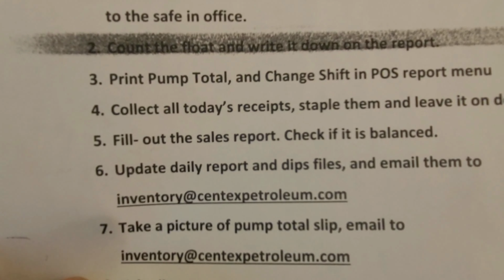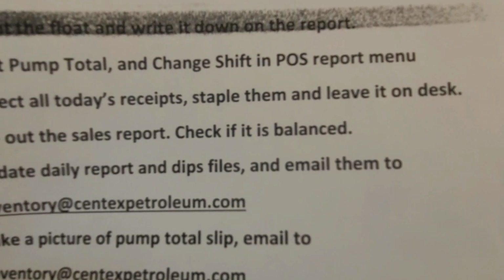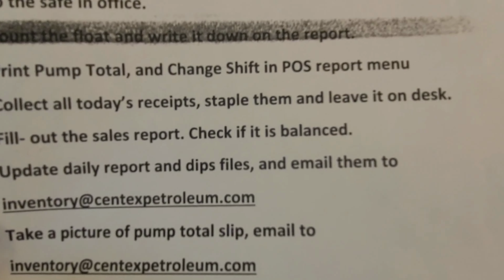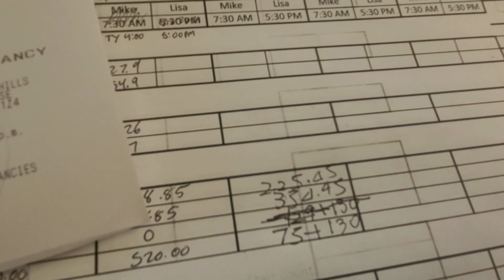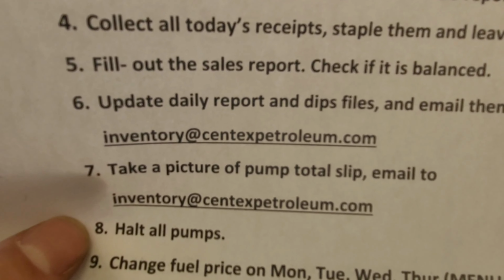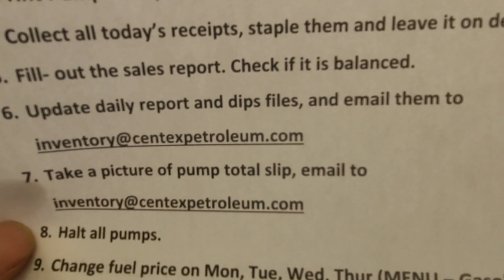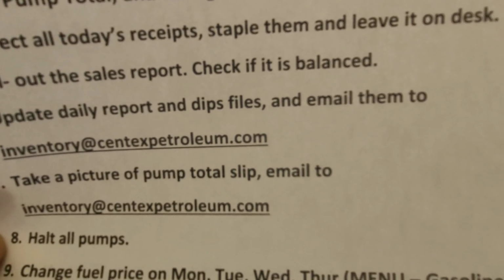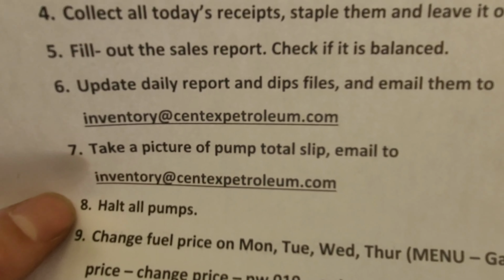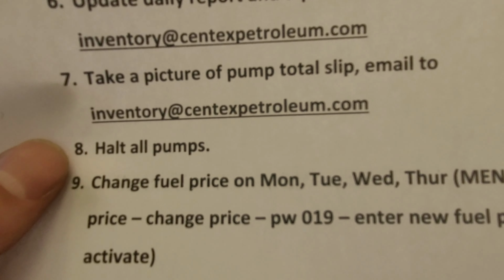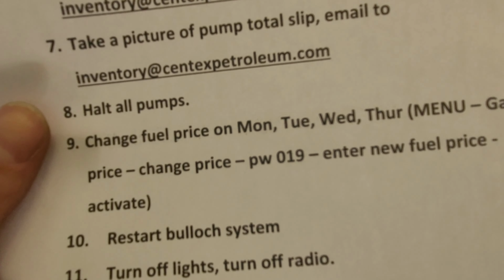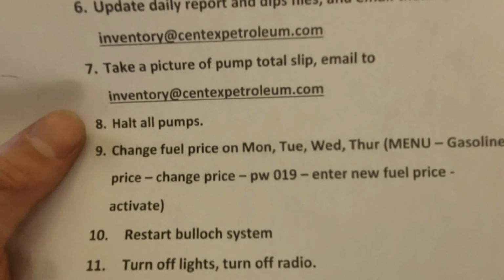So we have already covered number 5, fill out the sales report and check if it is balanced. We found out we were not balanced, we're short $129, but we figured out what's happening here. So number 6, update the daily report and the dip files and email the inventory to the Centex. Number 7 is already done. Number 8 is a hotel pump. And number 9, change the fuel price. That's all before we head out.